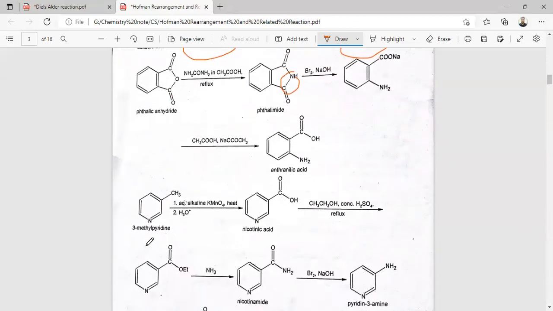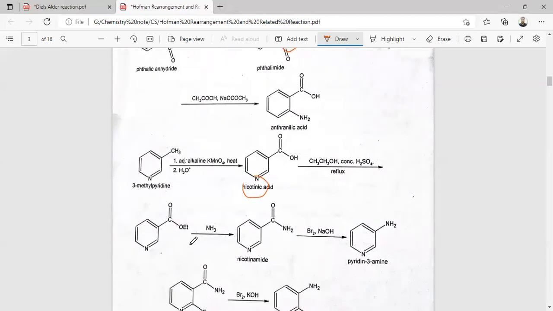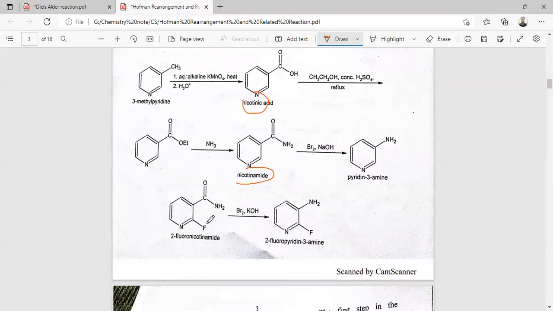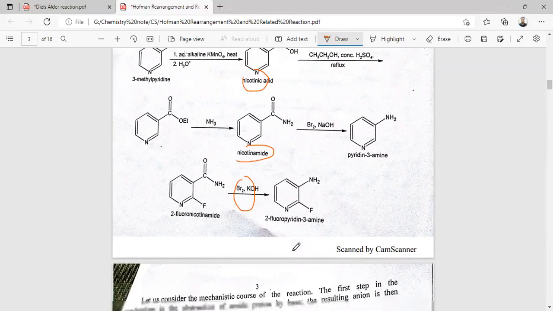And here the 3-methylpyridine, in the presence of aqueous alkaline permanganate, forms this nicotinic acid, which is refluxed with ethanol and H2SO4 to form this ethyl ester. Then it reacts with NH3 to form this amide, and when this amide is in the presence of Br2 and NaOH, it forms pyridin-3-amine. 2-fluoronicotinamide also reacts with Br2 and KOH, following the Hofmann rearrangement to form this 2-fluoropyridin-3-amine.